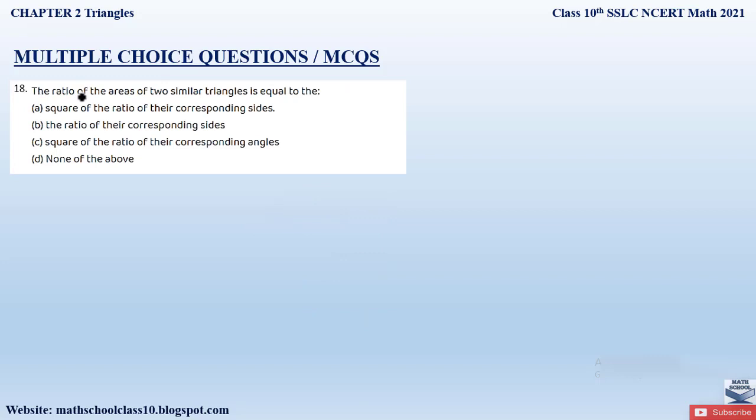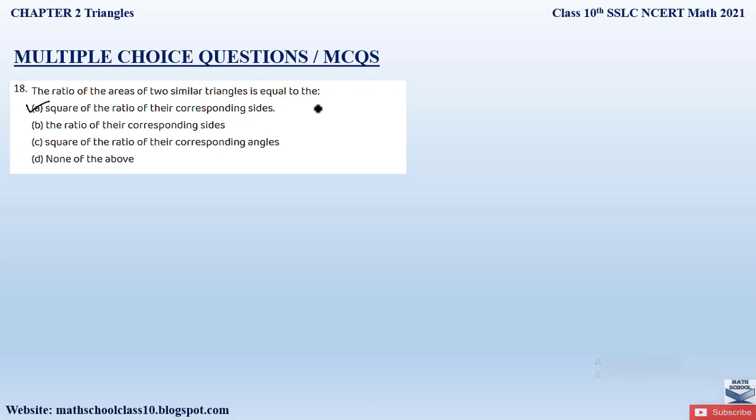Question number 18, the ratio of the areas of the two similar triangles is equal to what? Square of the ratio of the corresponding sides? Yes, it is correct. The ratio of their corresponding sides? No. Square of the ratio of the corresponding angles? No. None of the above. So the correct option is square of the ratio of their corresponding sides.